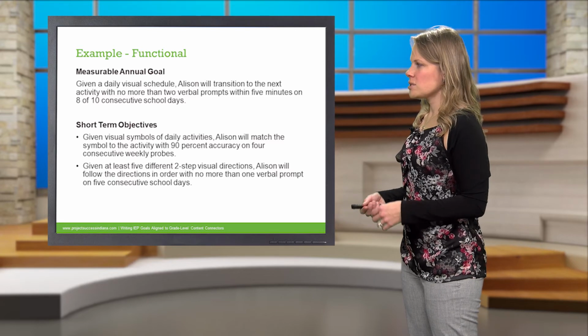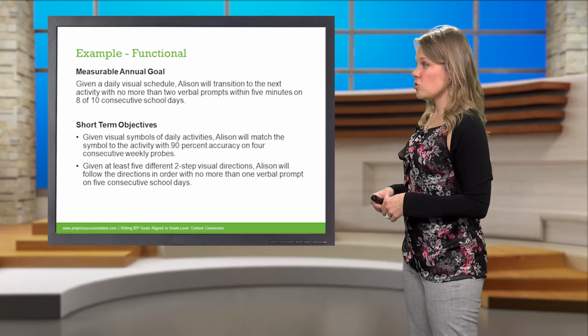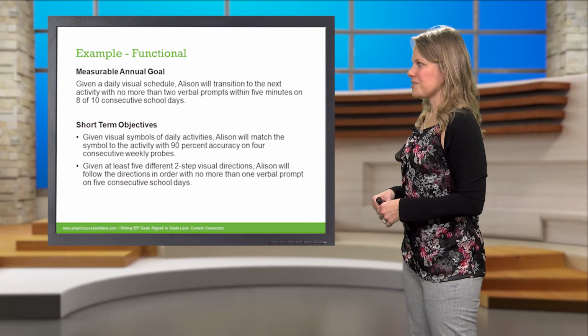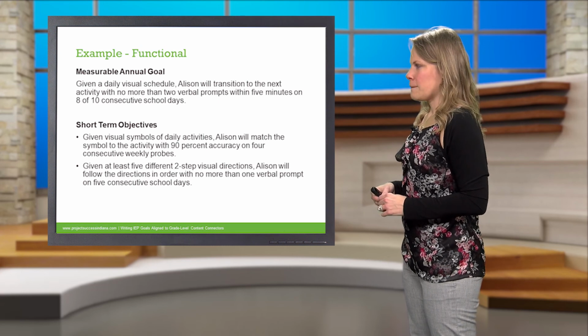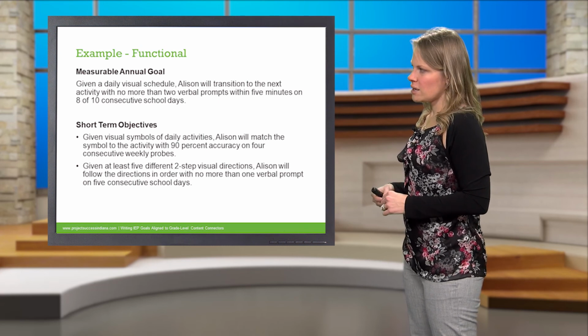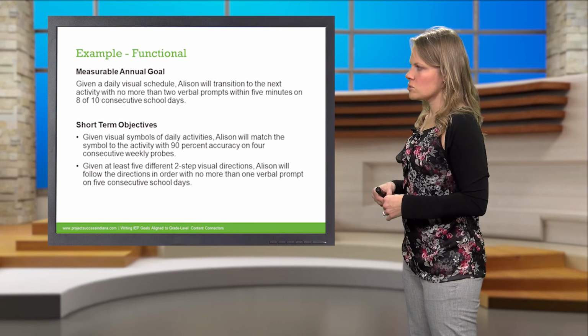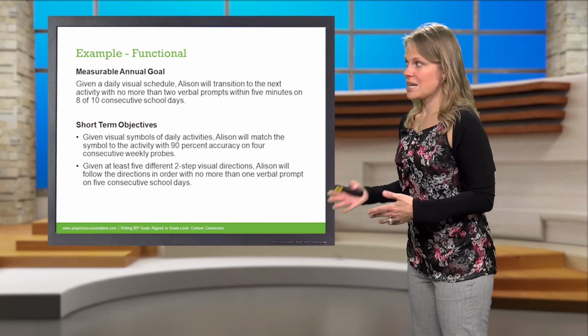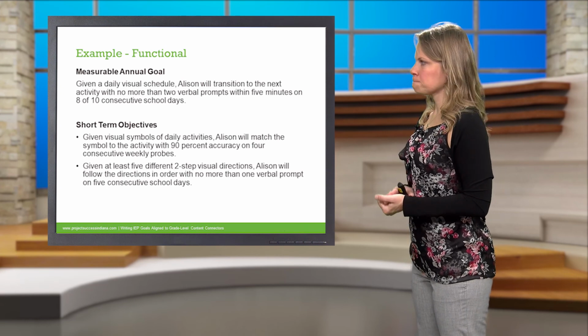How are we going to know when she's successful? Because it's going to take no more than 2 verbal prompts within 5 minutes. And what's that mastery criteria? It'll happen on 8 out of 10 consecutive school days. Once that's happened, we don't need to go for 9 out of 10 or 10 out of 10. 8 out of 10 is what we're aiming for here.